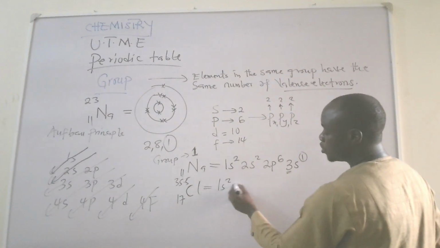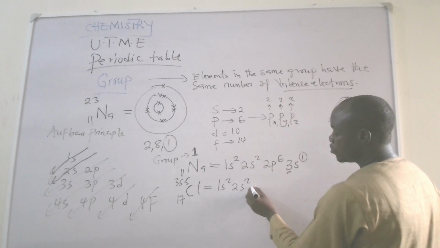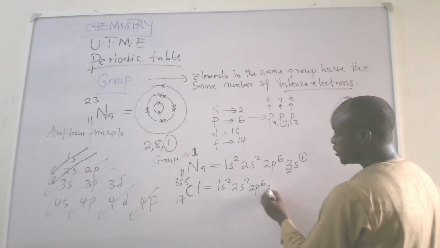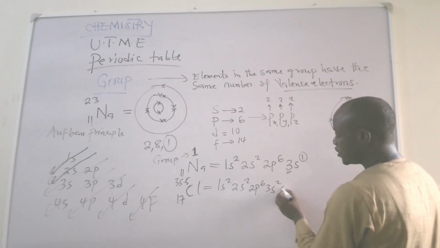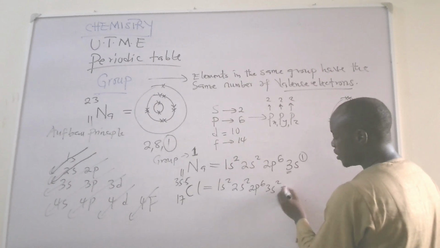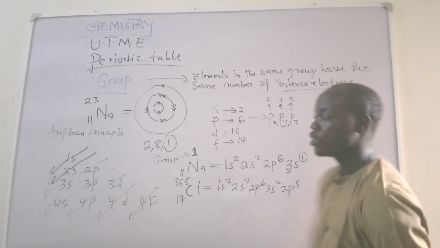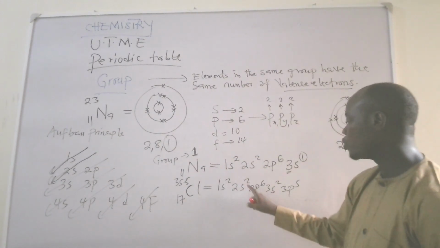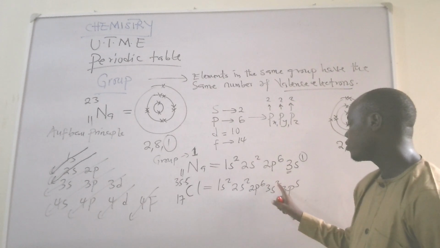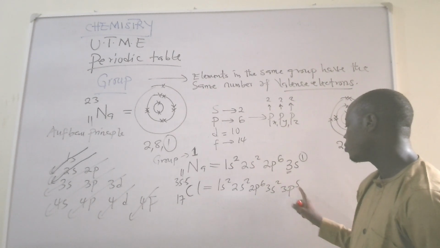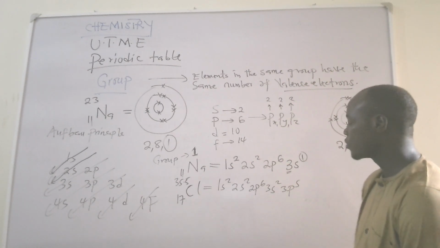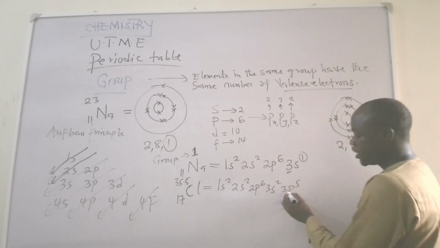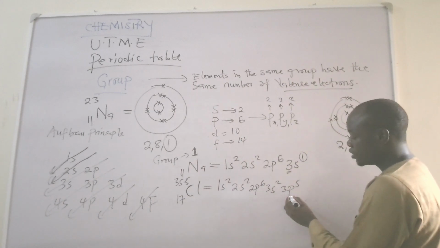Now let's use the orbital configuration. You have 1s2, 2s2, 2p6, 3s2, and then 3p5, if you follow this pattern. So we have 2 plus 2 plus 6 is 10, plus 2 is 12, plus 5 is 17.